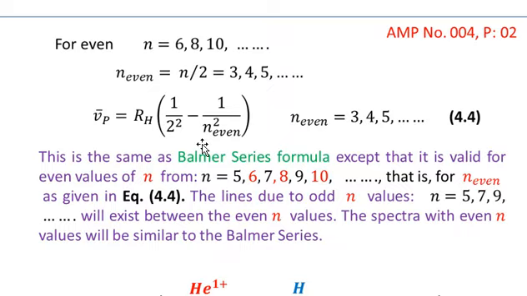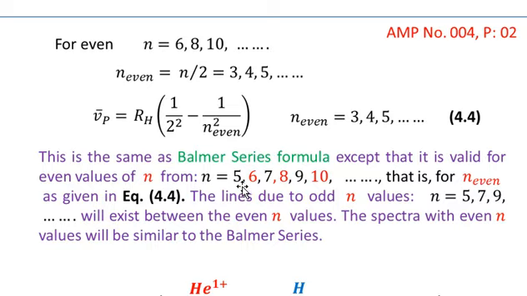But you know that this formula is what we have obtained from the Pickering series formula, and by selecting n equal to 6, 8, 10, and so on, which we have made as n even equal to 3, 4, 5, and so on. So equation number 4.4 represents the Balmer series formula. So this is the same as the Balmer series formula, except that it is valid for even values of n.